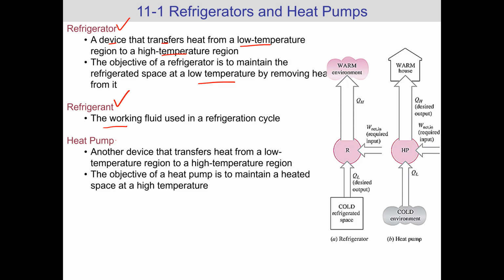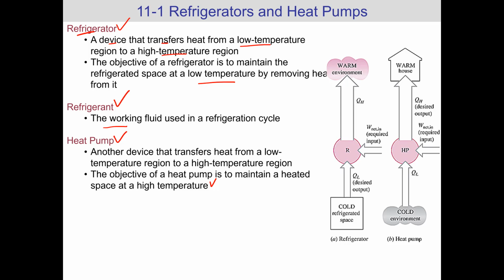And a heat pump. A heat pump is the same thing as a refrigerator with the exception that the objective of the heat pump is to maintain a heated space at high temperature by using the heat out. So if you look at this whole cycle, these diagrams would be from chapter 6.